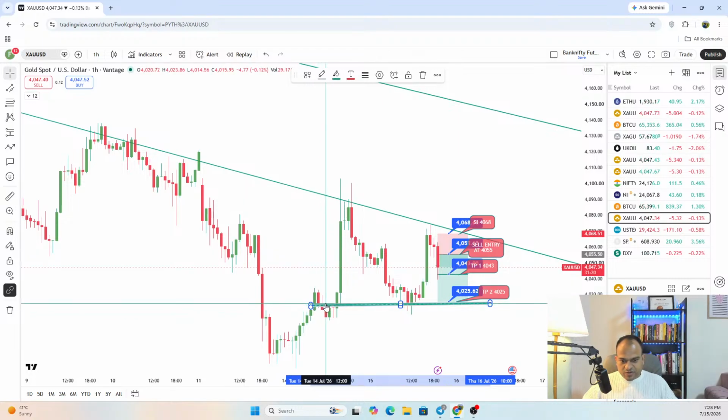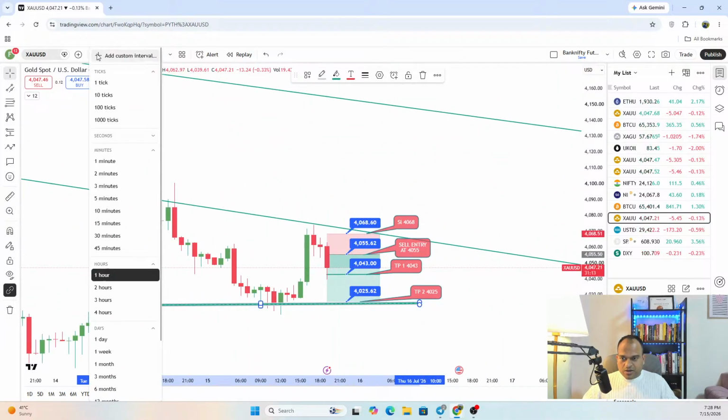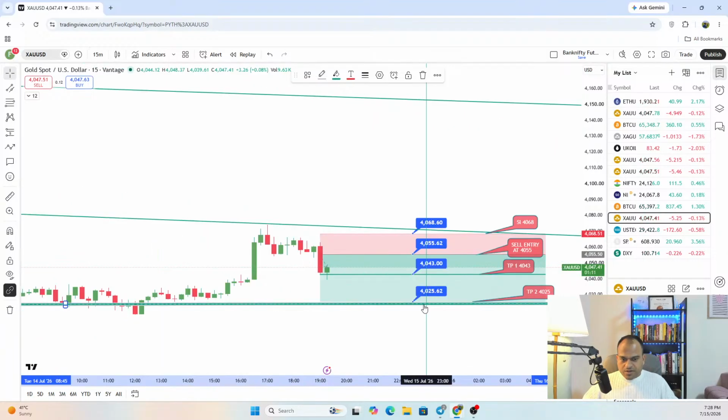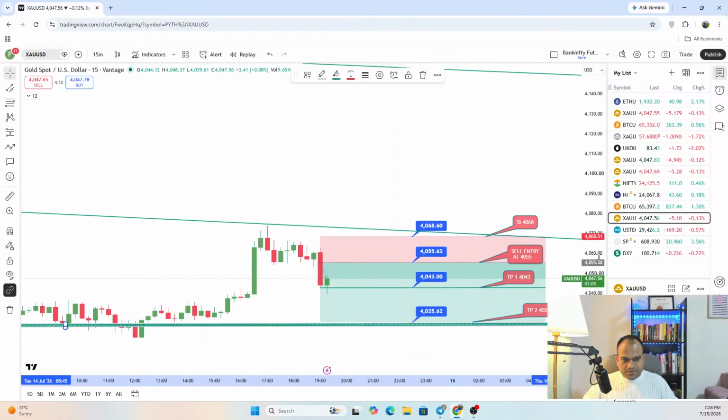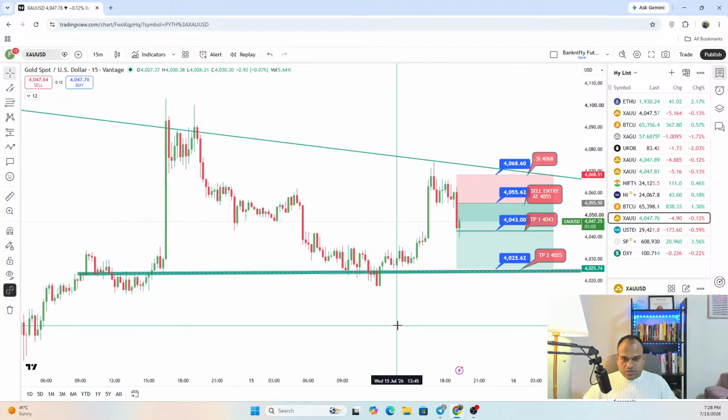Yesterday the market spent very good time here in this zone again. So I'm keeping this as my TP2. And yeah, this is on the 1 hour chart. If you go back to 15 minutes, that's how the chart looks like.